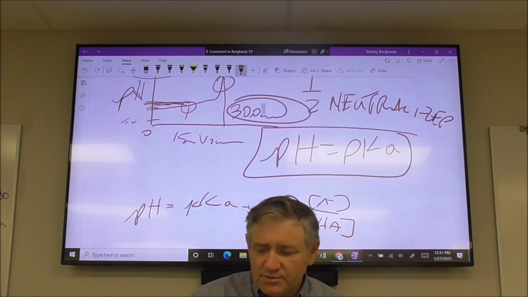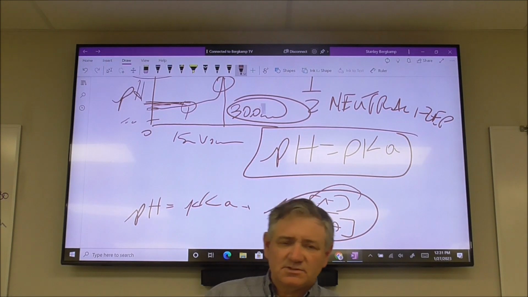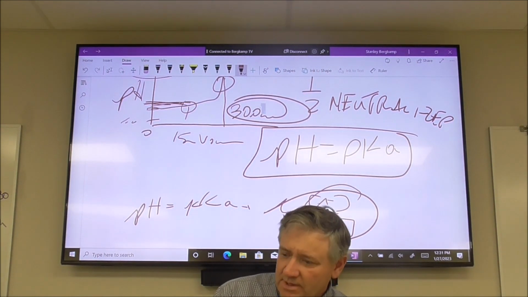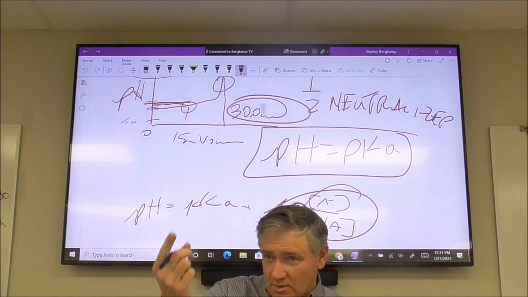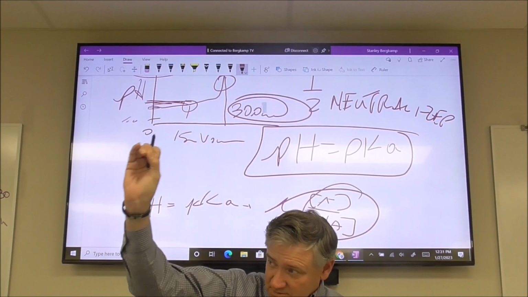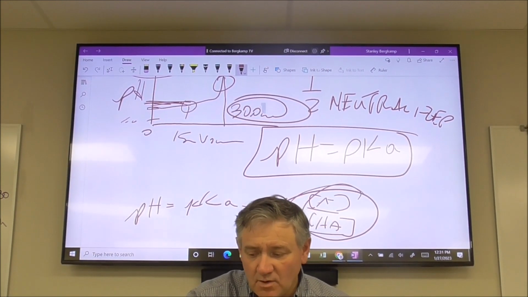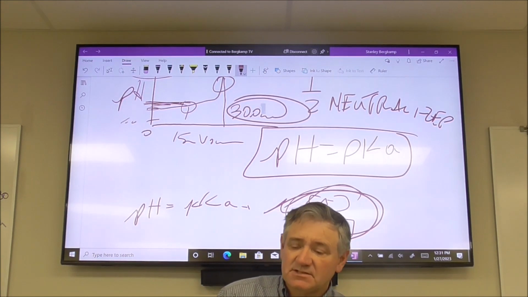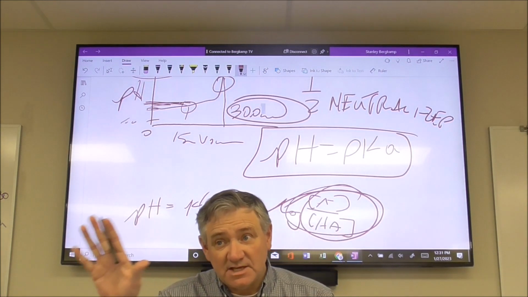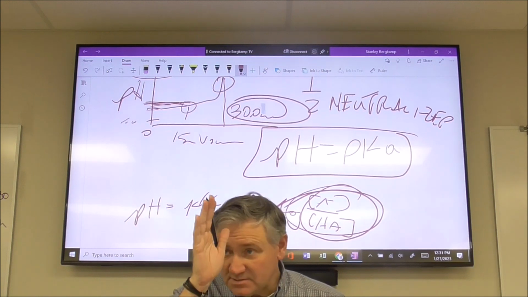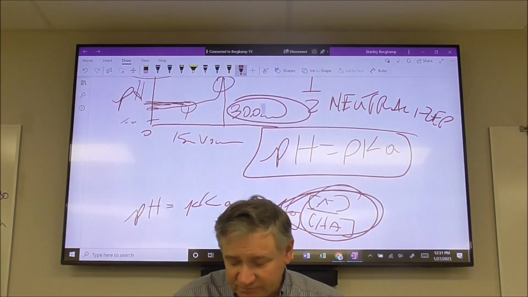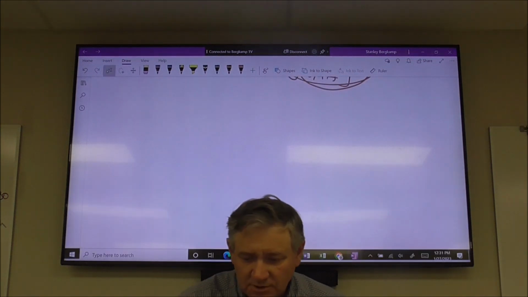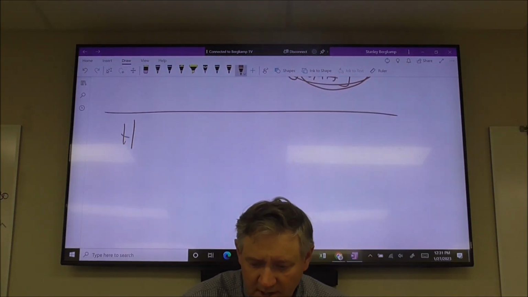So when you're half neutralized, what do you know about these two concentrations? They are equal, and you're taking the log of... log of 1 is 0. This is why it only works when you're half neutralized, and it only works with a weak acid. That's a key point to understand. Hey, I'm half neutralized, pH equals pKa. Boom.